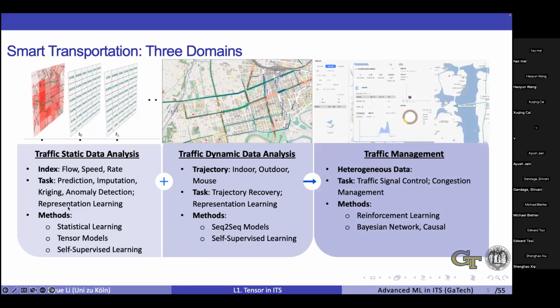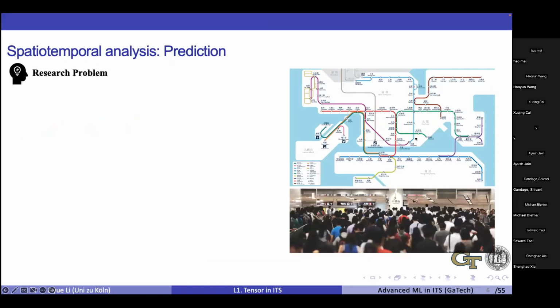And for today's lecture, we will focus on the prediction task. And we will use the methods, specifically statistical learning and the tensor method. So why prediction? This is the map of the Hong Kong metro stations, and you can see in such a crowded city, it can be really crowded during the peak time.